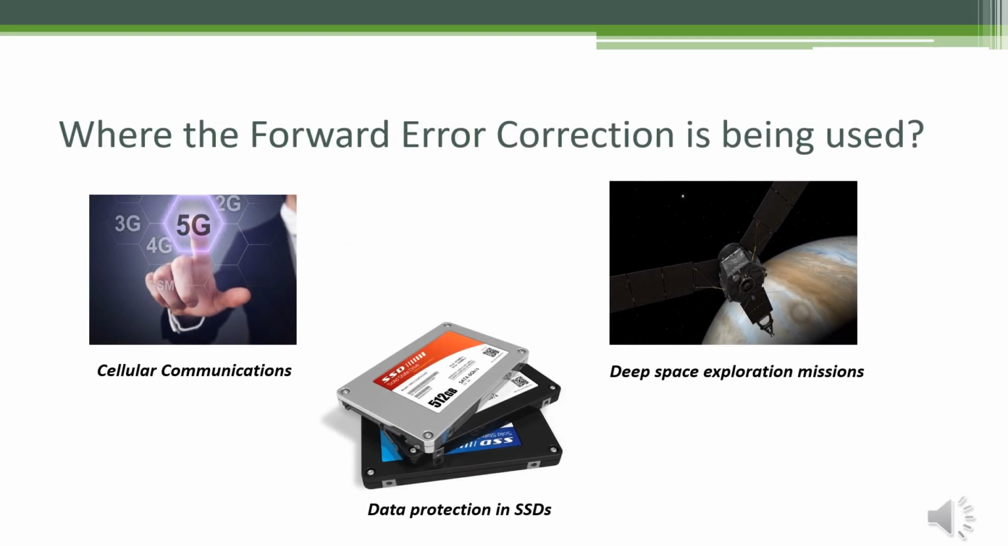Forward error correction is being used in cellular communication technologies such as 3G, 4G and the upcoming 5G standard. Also, communication technologies used to control deep space missions use forward error correction techniques.